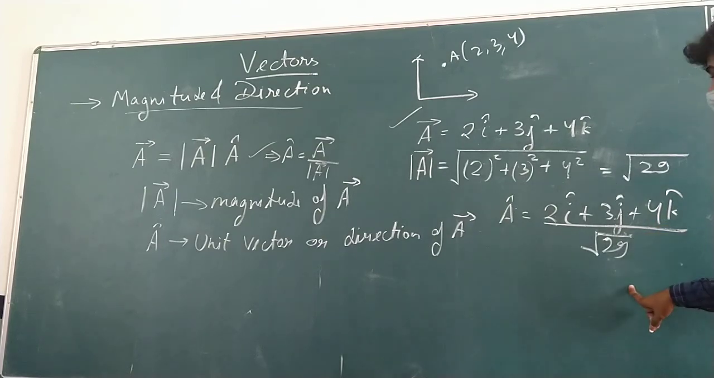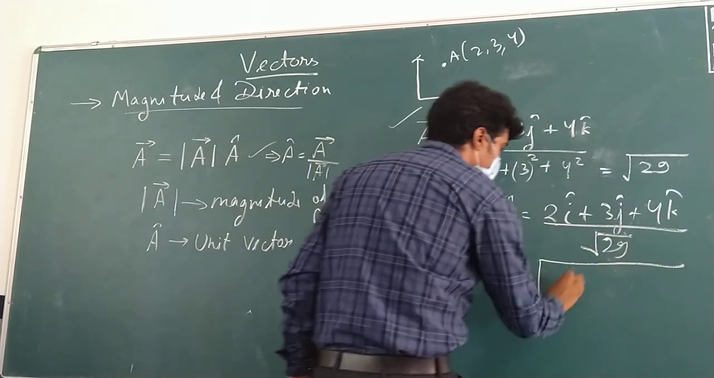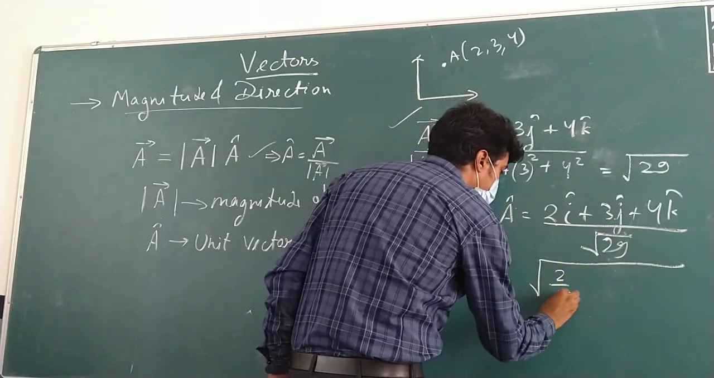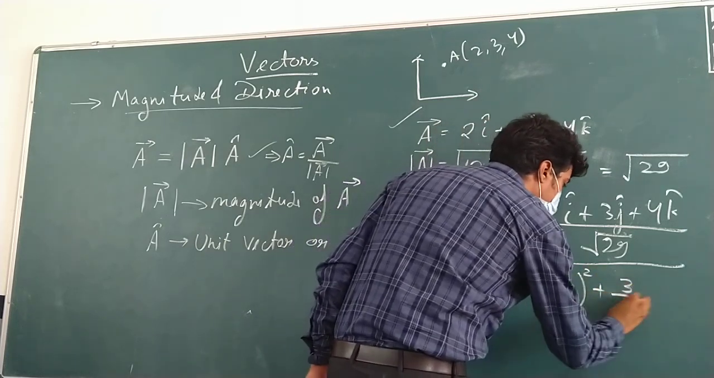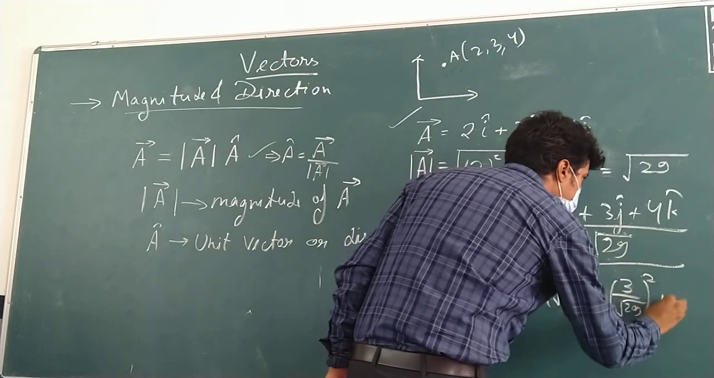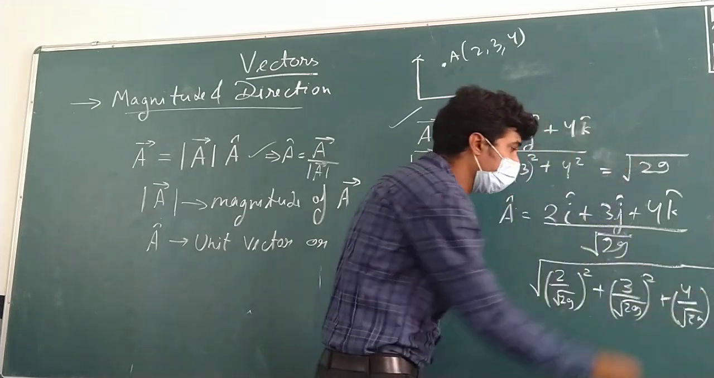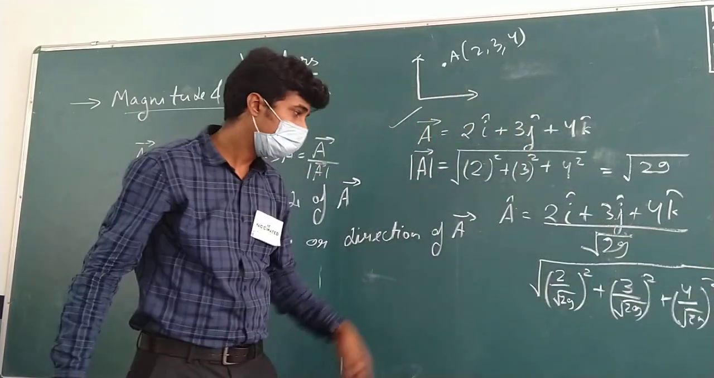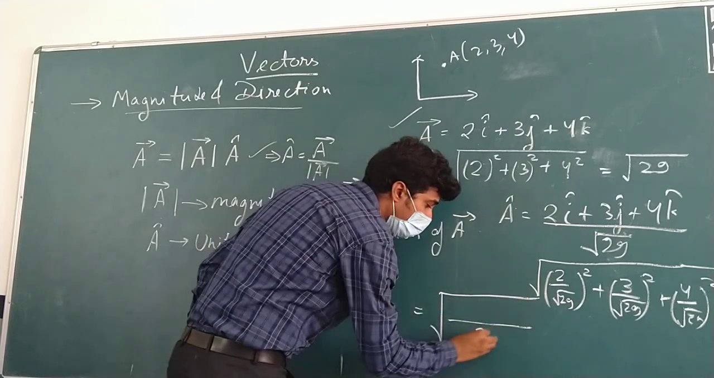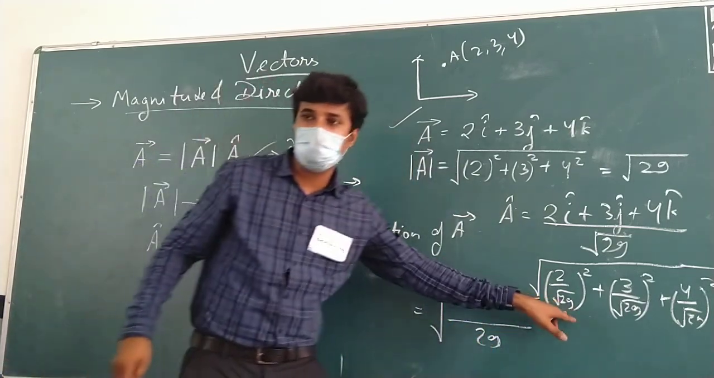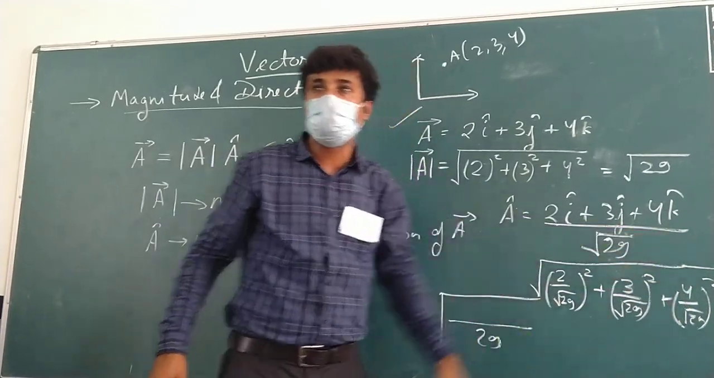Yes or no? So let's see. Magnitude will be under root of (2 upon under root 29) whole square plus (3 upon under root 29) whole square plus (4 upon under root 29) whole square. Like this only, we are going to find the magnitude. Yes or no? Yes, sir. So let's see. Under root, the LCM will be 29. Under root 29 square is 29, under root 29 square is 29, under root 29 square is 29. The LCM will be 29. Yes or no? Yes, sir.